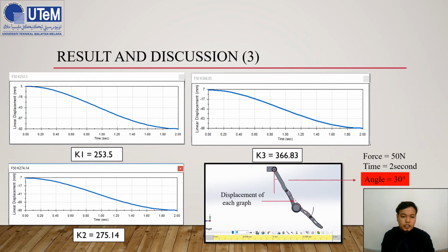We use K1 as 253.5, while K2 is 275.14, and the next one is we use K3 as 360.83.